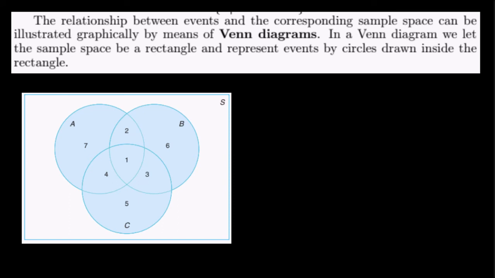The relationship between events and the corresponding sample space can be illustrated graphically by means of a Venn diagram. In a Venn diagram, we let the sample space be a rectangle and represent events by circles drawn inside the rectangle. This is an example of a Venn diagram. The whole sample space is denoted by a rectangle. Then each of the events, here we have three events A, B, and C, is denoted by a circle. This is how we could represent the relationship between events.